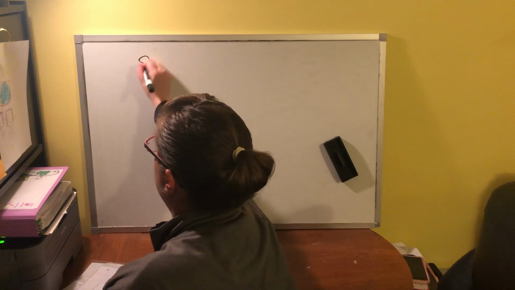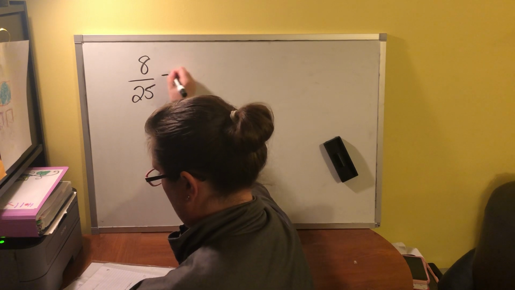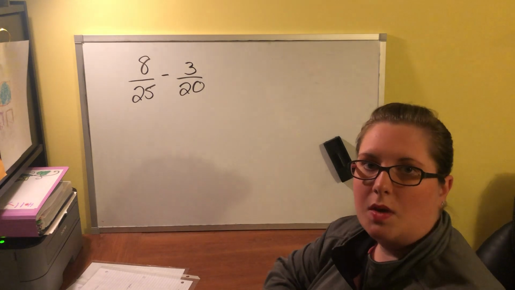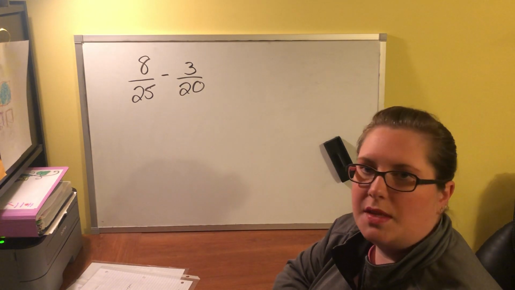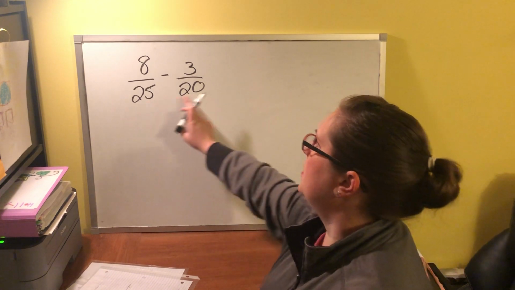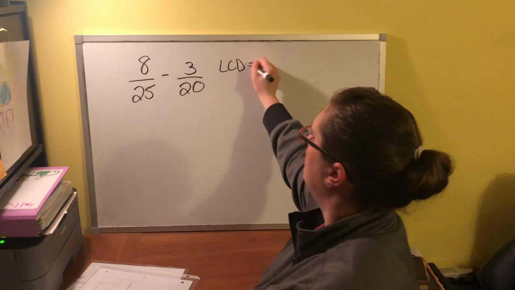All right, let's subtract. So let's do 8 over 25 minus 3 over 20, okay? So we're subtracting. It's the same thing with adding. Do we have a least common denominator? Not at the moment, right? It's 25 and 20. It's different. So we're going to find our LCD, okay?